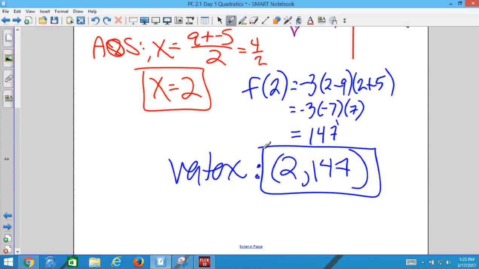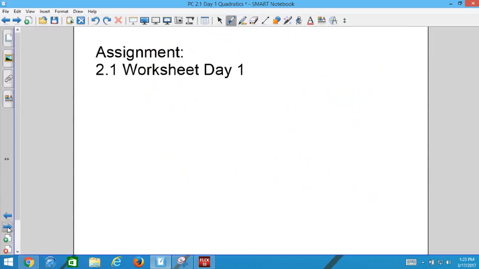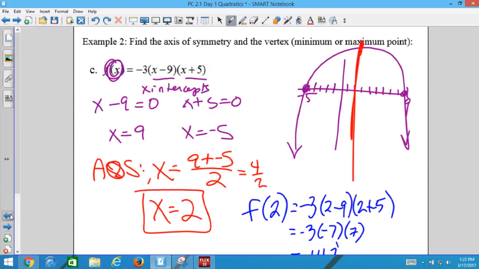Okay, that's all we're going to do for today's lesson. So our assignment is a worksheet that I created. So what was the vertex? 2, 147, never mind.